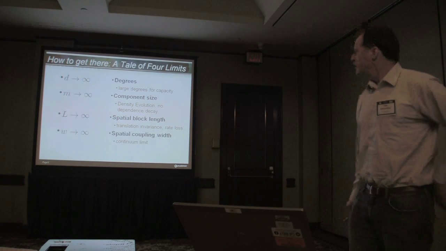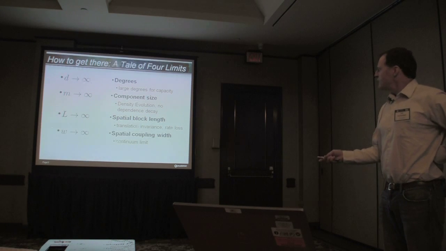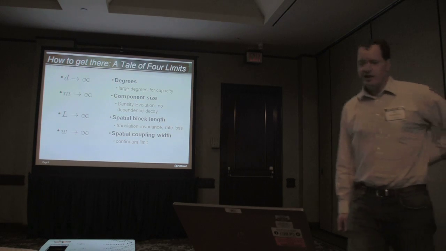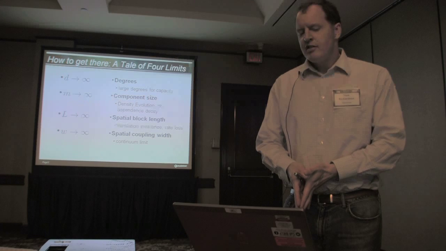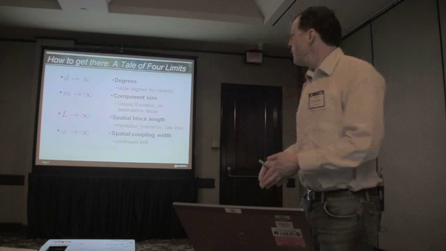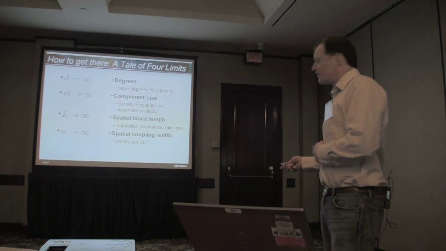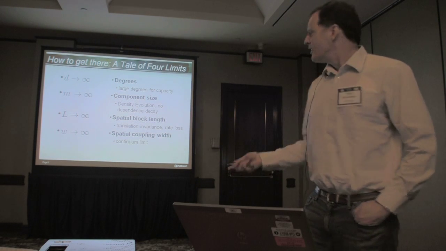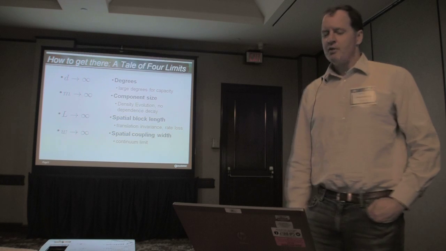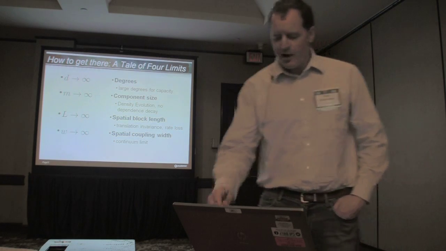The final limit is the spatial coupling width. We also have to let that go to infinity, and this essentially takes us to the continuum limit. It has to do with sampling. In a continuum, we can achieve capacity exactly. The discrete systems that we actually use can be thought of as spatially sampled versions of those, and we take some loss for the sampling.